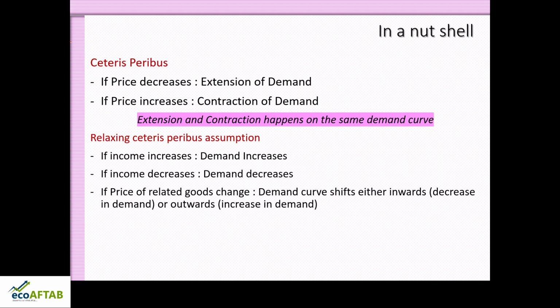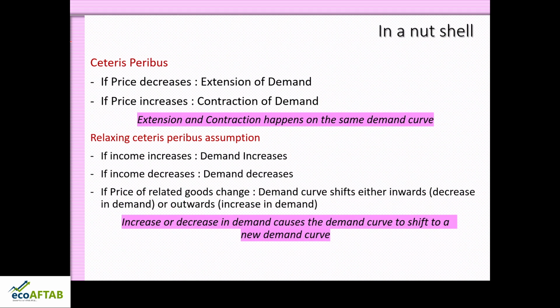If prices of related goods change, here what do you mean by related goods? If the prices of substitutes change or if the prices of complementary goods change, then in this case also the demand curve will shift either inwards, that is decrease in demand, or outwards, that is increase in demand. So here what is happening? In increase in demand or decrease in demand, the demand curve will shift from its original position and the consumer will be on a new demand curve. This is all about changes in demand.